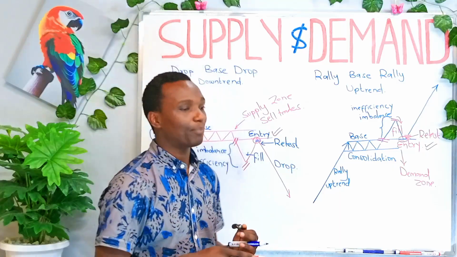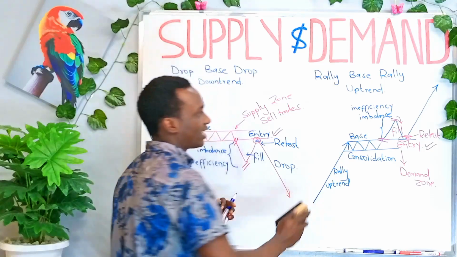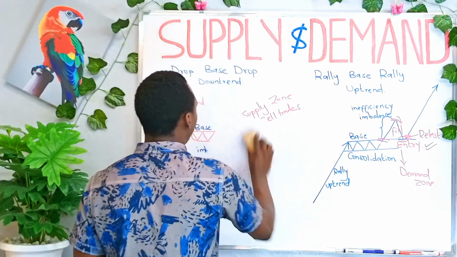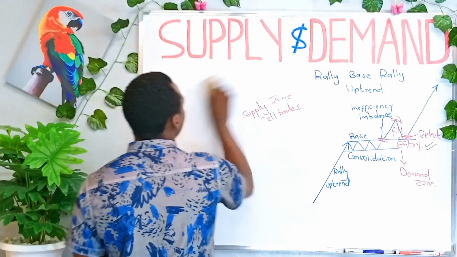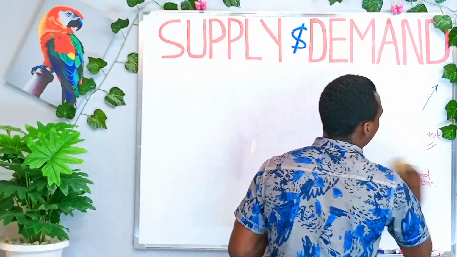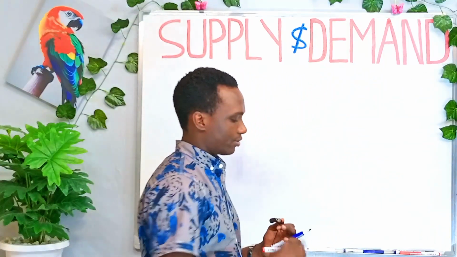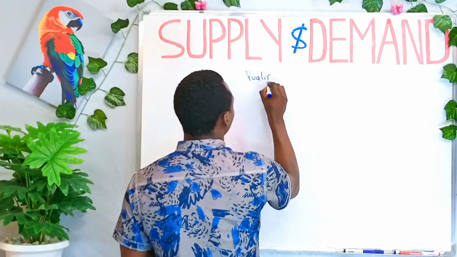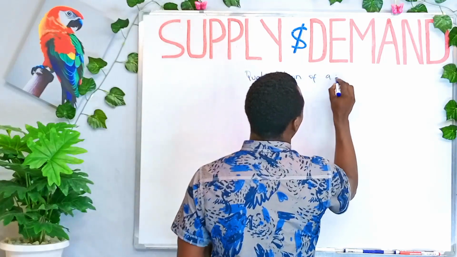After having said that, we will now proceed further to look at what is and what is not a supply zone. If you have taken this illustration, we will go and look at what is and what is not, what does not qualify to be a supply or a demand zone. So, the qualification of a zone.